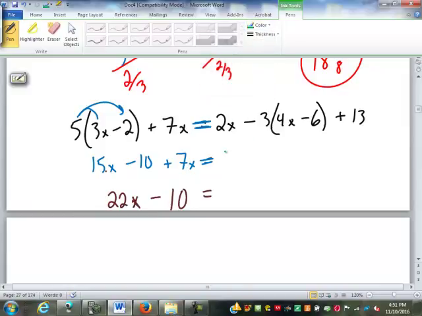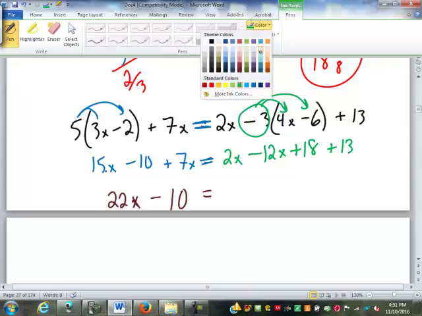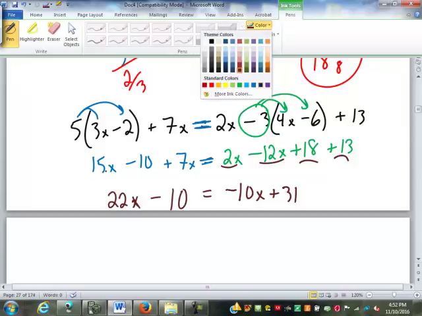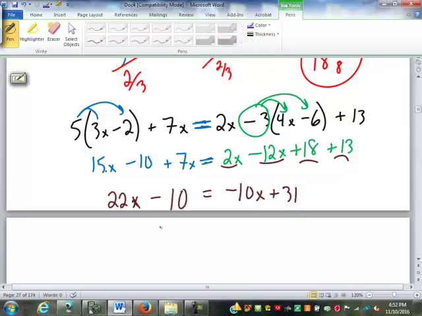On the right side, I've got my 2x. I'm going to do -3 times 4x is -12x. -3 times -6, positive 18, and plus 13. Now I'm going to combine what I can there. 2x and -12x is a -10x. 18 and 13 is 31. Now, I'm going to get rid of one of my x's. The -10x is the smaller one, so I add 10x. So 32x minus 10 equals 31.